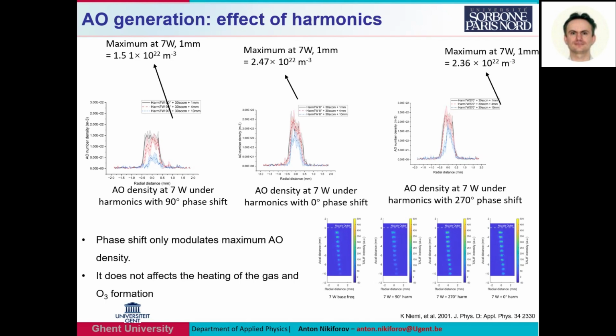And here are the first results, and they don't look remarkable, but still there is an increase by almost a factor of 2 between working with the fundamental harmonic and working at the same power but adding the second harmonic to the first one, and we also play with the phase shift between the two. And by optimizing the phase shift and the amount of harmonics that we introduced, so basically by tailoring the voltage waveform, we can increase the concentration of atomic oxygen in the effluent without changing the gas temperature.